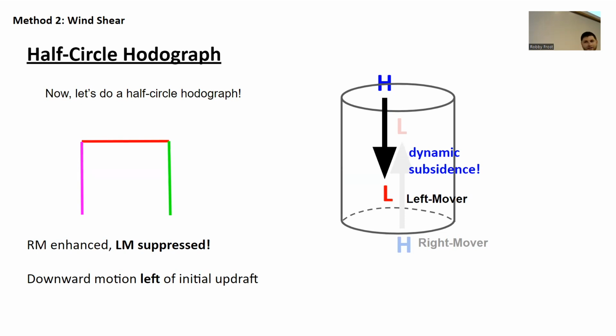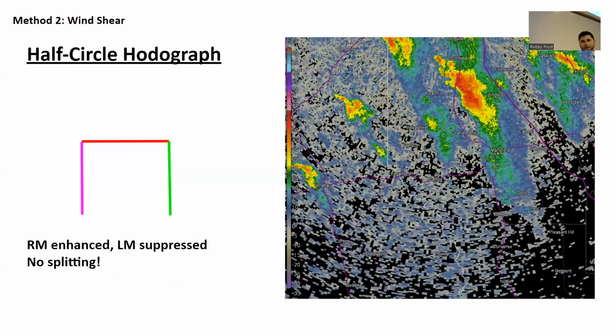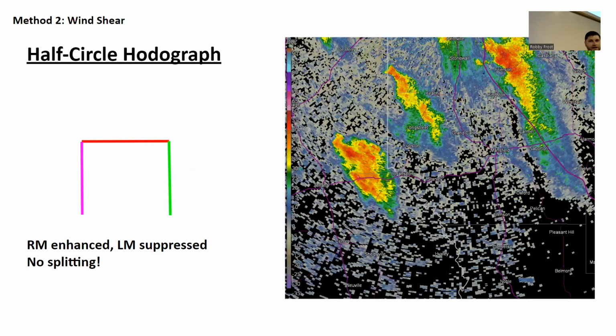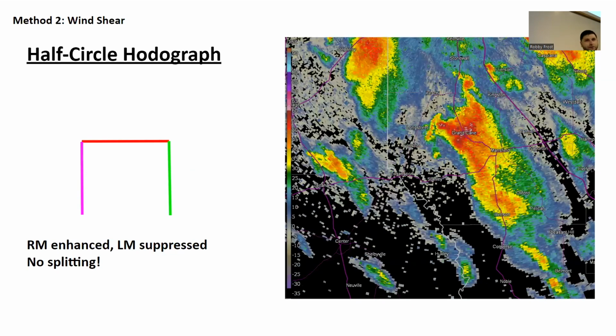So it just drives down that dynamic downward motion. This explains why in that case, that cyclonic vorticity got shoved away from the updraft and didn't actually induce new updraft. This effect can actually suppress any development with downward motion on that side, on the convex side of the hodograph. So this is what this might look like. You could get right movers enhanced, left movers suppressed, and oftentimes you see no cell splitting with this.